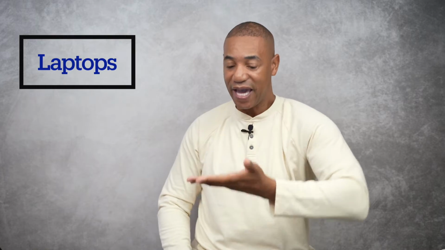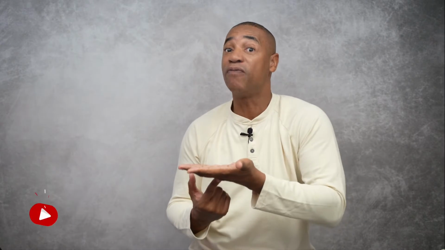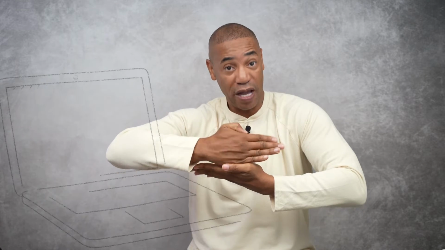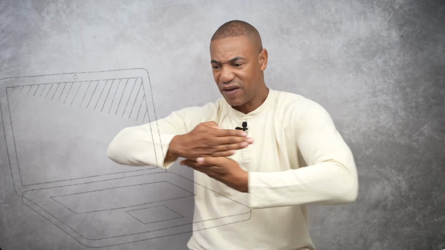Now also inside the class we have laptops or iPads. To sign laptop, simply take your non-dominant hand, extend that out in front of the body, palm facing upward. Then you take your dominant hand, place that on top of the non-dominant palm, and then your dominant hand becomes actually the top of a laptop, and you flip it upwards. See if I can show you that from the side. That is how you sign laptop.